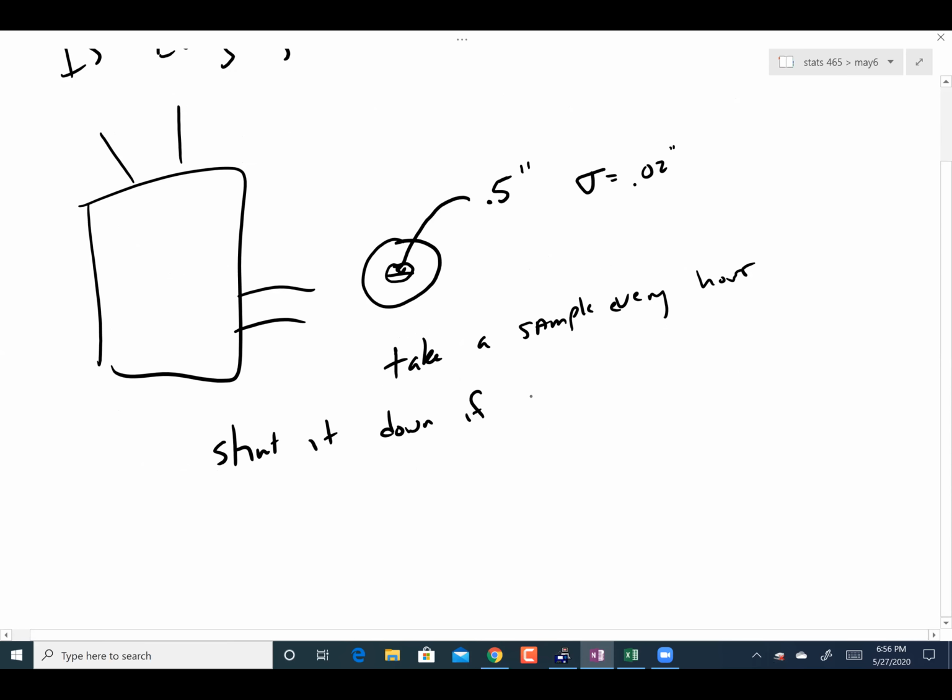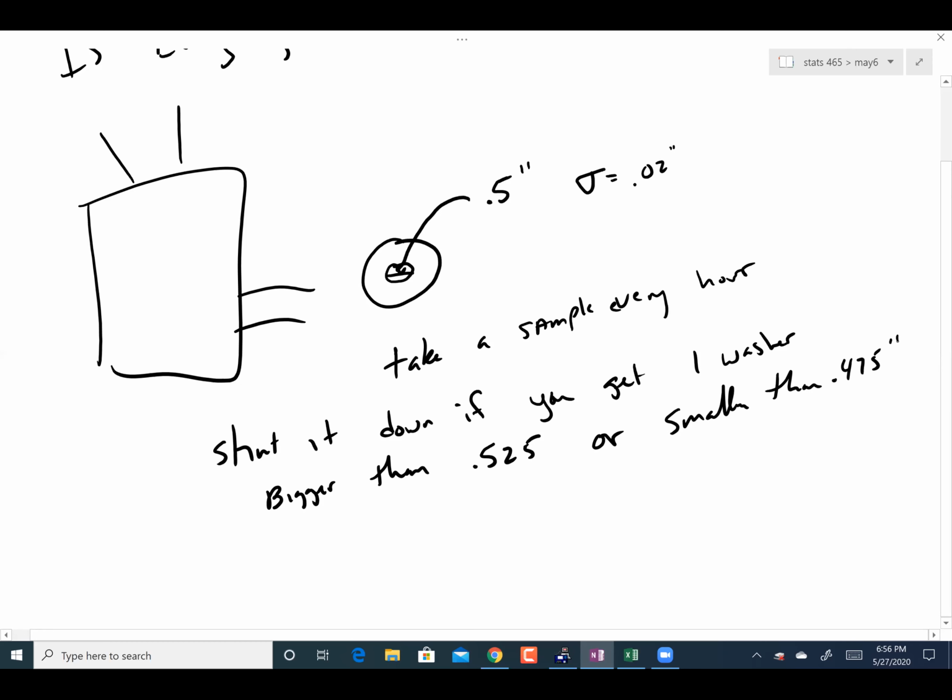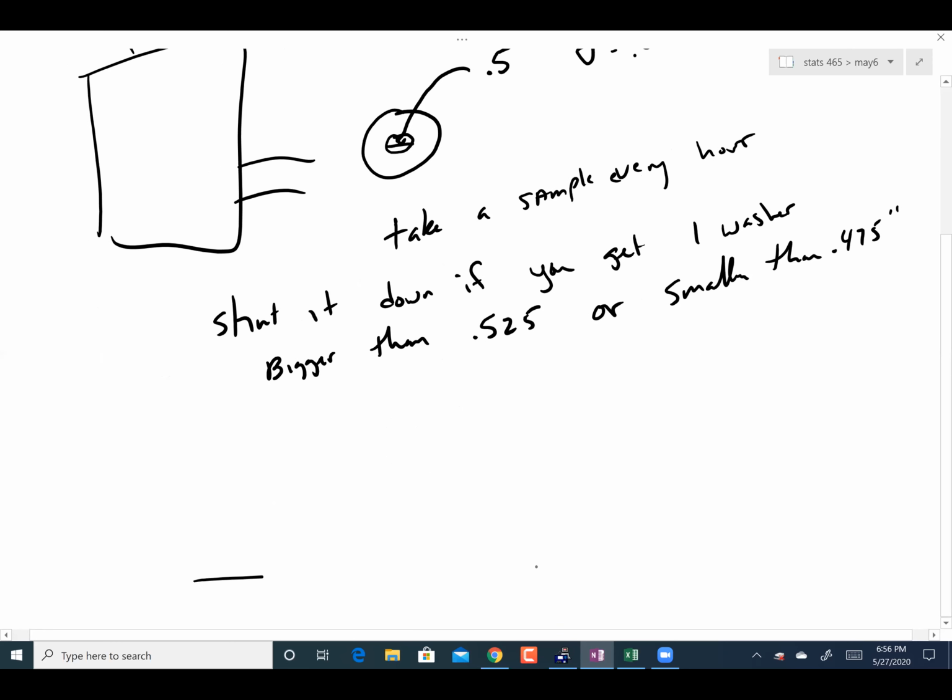if you get one washer bigger than 0.525, sure, or smaller than, I can't subtract, 0.475, I guess, right? Yeah. Now think about what that would do for you, okay?